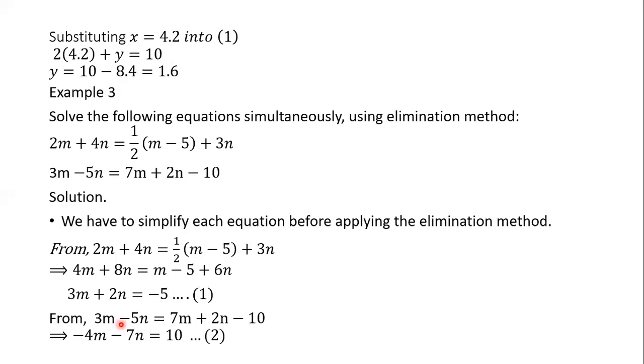Now from equation 2, because you don't have a problem, it is a matter of sending all to the left side and leaving the negative term at the right hand side. So this will be 3m minus 7n minus 5n minus 2n equal to minus 10. And when doing so, we are now going to get minus 4m minus 7n equal to minus 10.